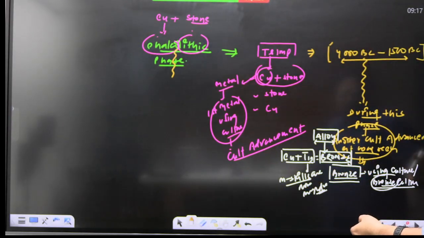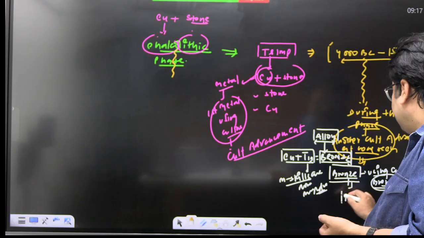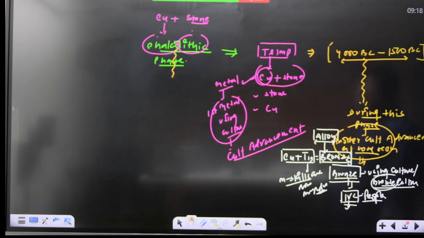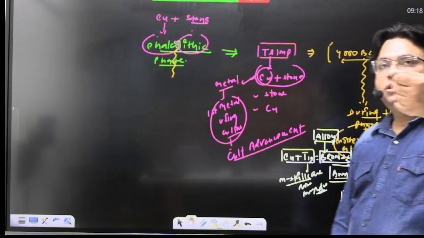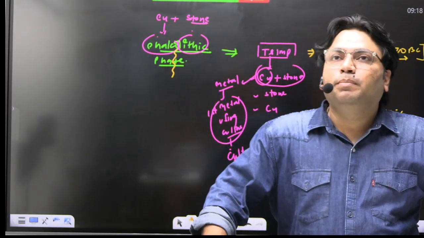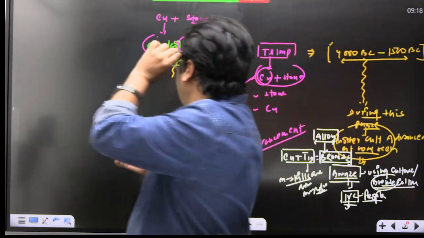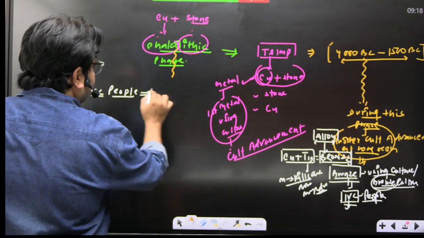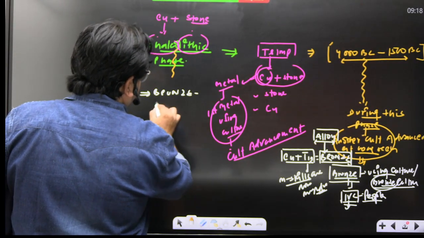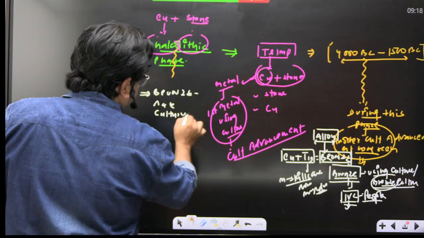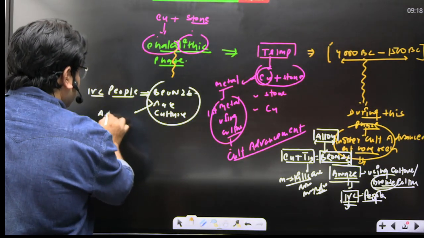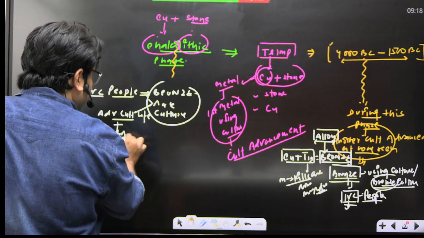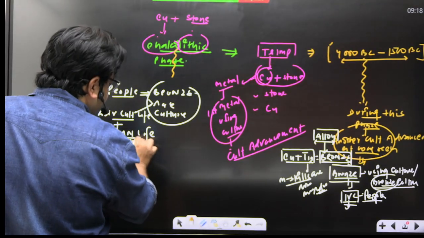And this bronze using culture was the Indus Valley civilization, right? IVC people were using bronze. So the Indus Valley civilization is also known as Bronze Age culture. Very simple. And Bronze Age culture is an advanced cultural life. It also indicates urban life. There is other evidence of this urban life also, which I will discuss in that particular chapter.